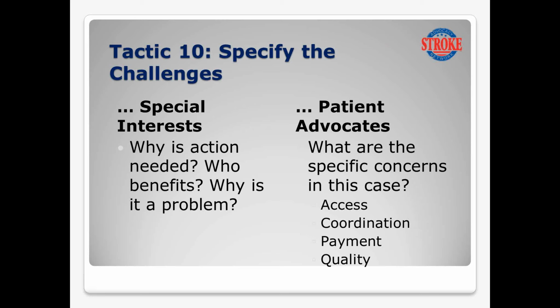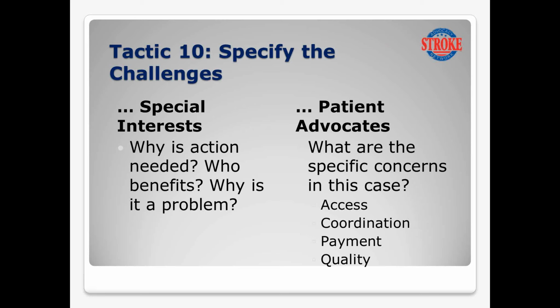So in Washington, D.C., special interests will start with why is action needed, who benefits, and why is this a problem. This translates into patient advocacy by understanding very clearly, whenever you're working with a particular patient or survivor, what are the specific concerns in this case? Or if you're a survivor yourself, what are the specific concerns in your case?